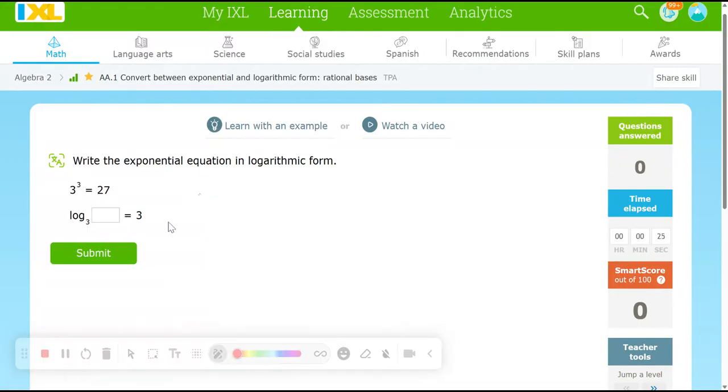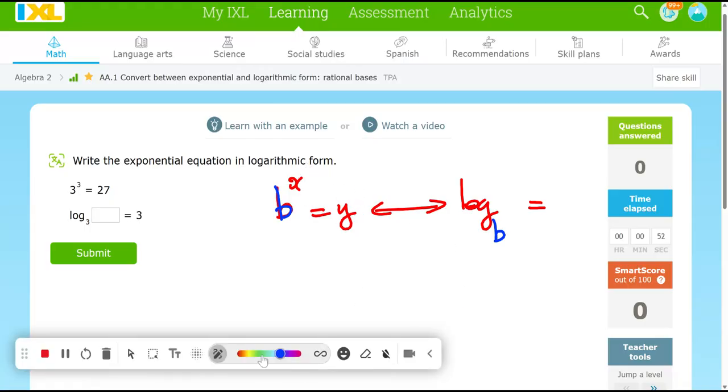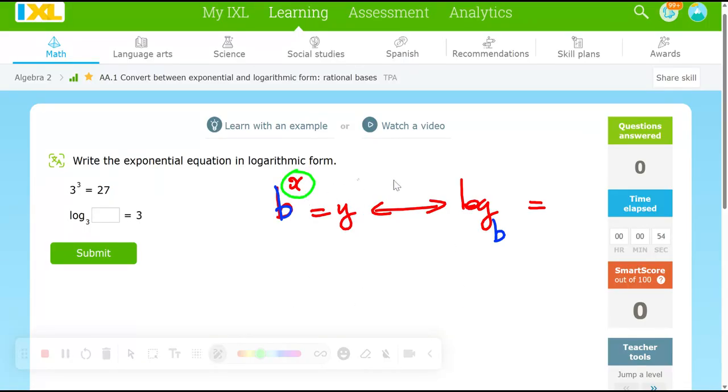Okay, so here we go. Take a look over here. If you have b power to the x equal y, now you can write it in log form. The log needs the base. The base of the exponential has to be the base of the log. The power of your exponential has to be the answer of the log. And then the leftover has to be the y. So this is the formula.